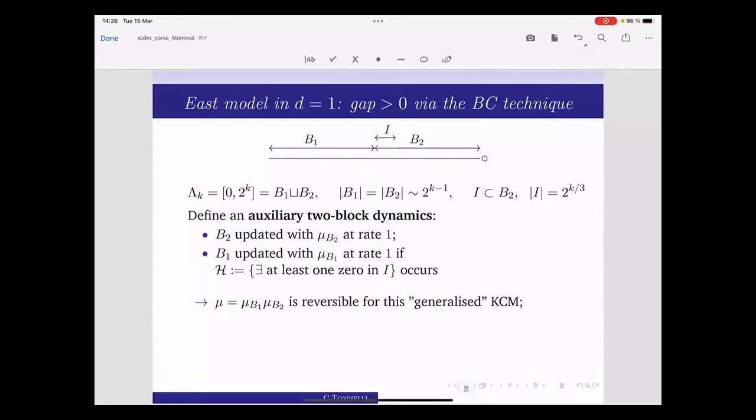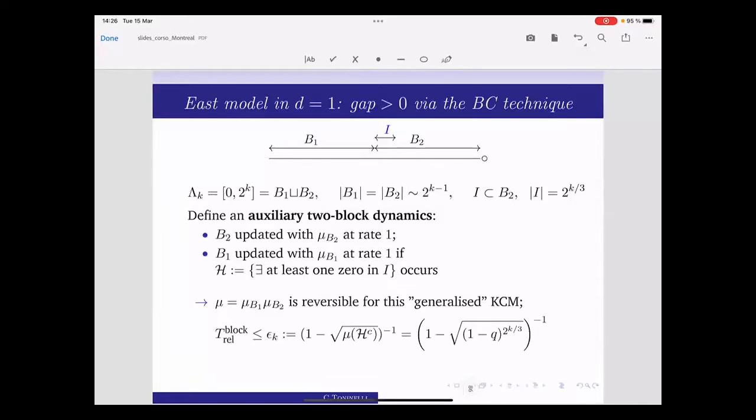Okay. The first easy observation is that this auxiliary dynamics is reversible with the same invariant measure, the product measure on the whole volume. If I start from the product measure on the whole volume, each time I make an update, I refresh one of the two blocks with respect to the Bernoulli measure, which is product, so we will stay invariant.